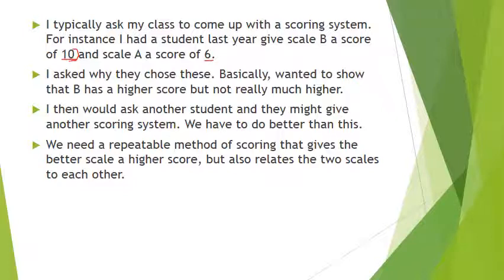Then I ask another student to do the same thing, and they might go, okay, well, how about 100? I'll give scale B a score of 1,000. I'll give scale A a score of 953. I go, okay, well, that satisfies that scale B has a higher score than scale A, and you give some kind of reasoning why that is.